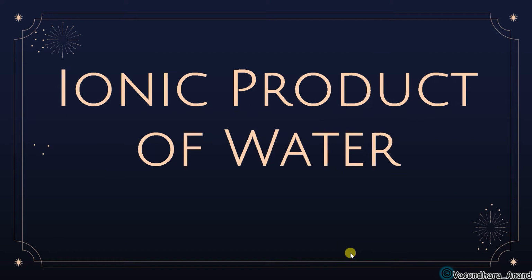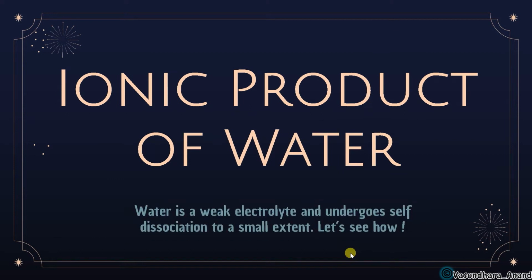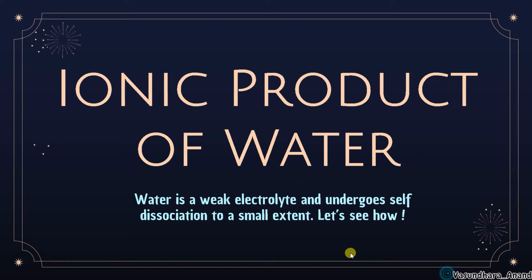Ionic product of water. Water is a weak electrolyte and undergoes self-dissociation to a small extent. What is this? Water is a weak electrolyte. That means it never dissociates completely. So it undergoes self-dissociation to a small extent, and let's see how it is.